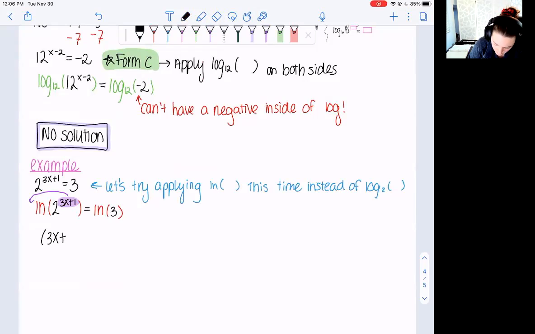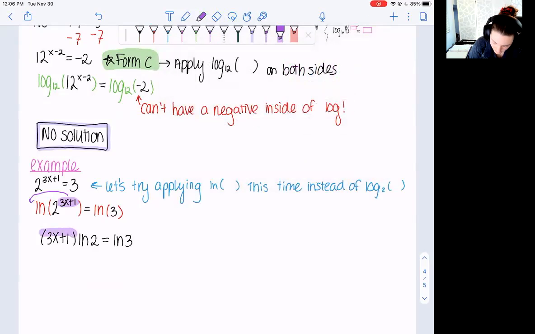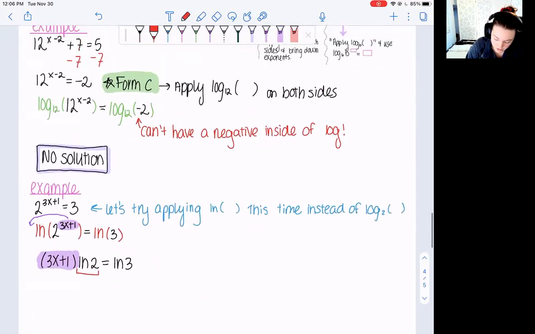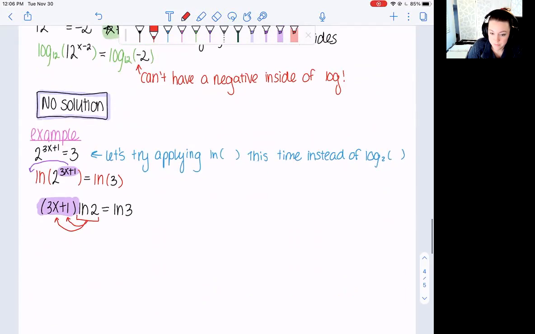So I have 3x plus 1 times ln 2 is equal to ln 3. This is the exponent that I brought down. I can do this just like I did in the problem right before the no solution problem. I am going to distribute that ln. I get 3x ln 2 plus ln 2 is equal to ln 3.